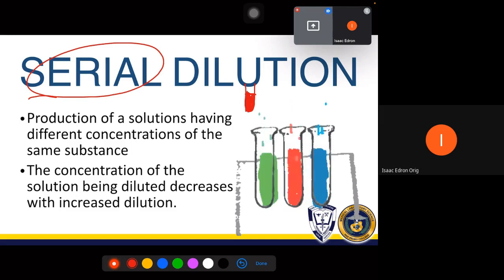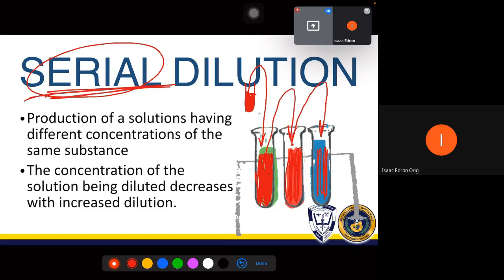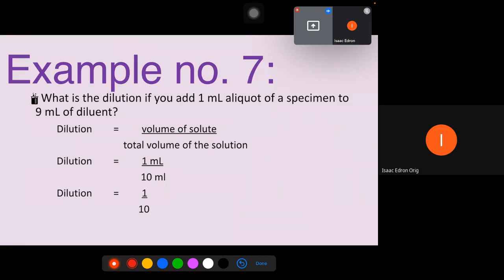Itong serum mo, i-dilute mo siya sa first tube. So dilute mo siya, mag-add ka ng saline dito. Then kukunin mo ang serum, kuha ka na naman dito, then i-dilute mo na naman siya sa next, 'di ba? Tapos kukuha ka na naman, then dilute mo na naman siya sa next. Kaya siya sinabi na serial dilution. Okay?